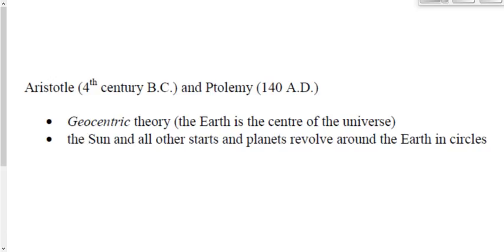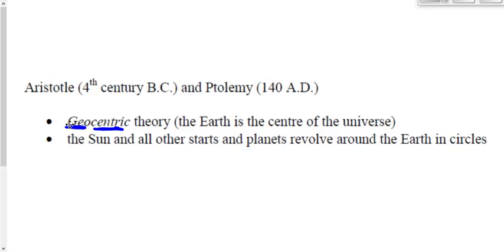Aristotle, who's more than 2,000 years, Ptolemy, who is a little bit after the birth of Christ. So we're talking about the time of Christ, give or take a little bit. The geocentric theory. What does that mean? Geo means earth. Centric means centered. The earth-centered theory. The earth is the center of the universe. The sun and everything else in the heavens revolve around the earth. The earth is the center of the universe.